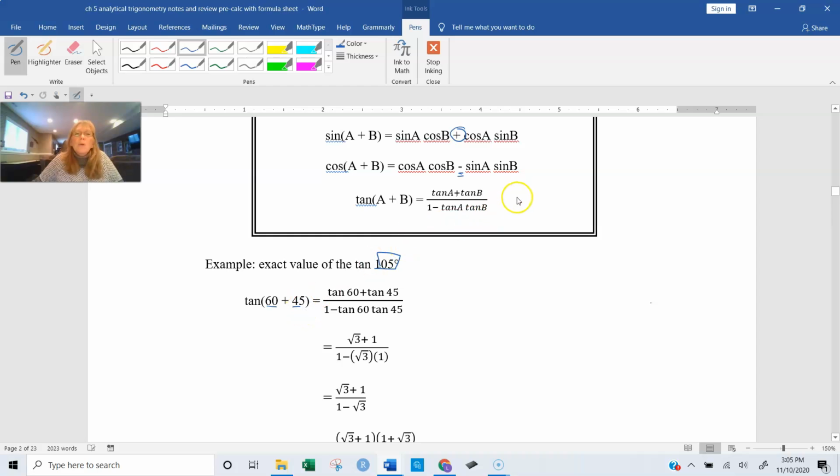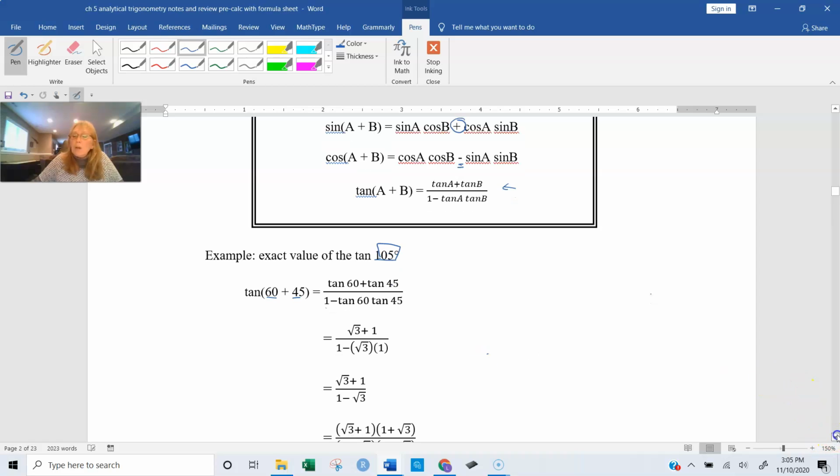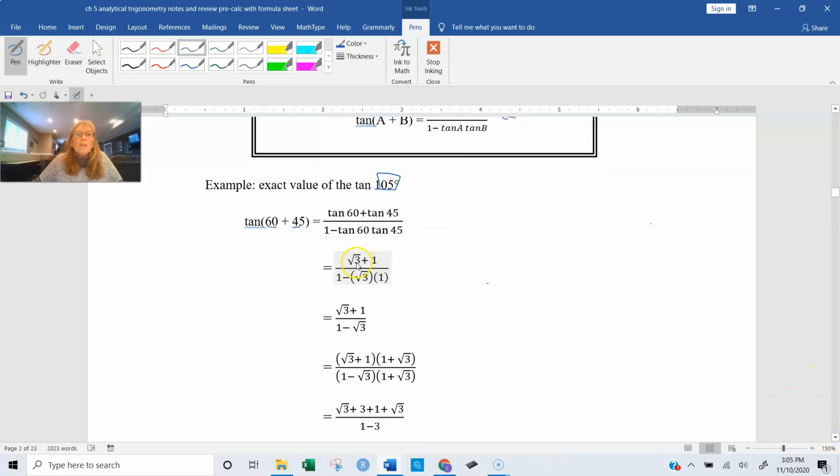Now we just plug it into our formula up here. So tan of 60 plus tan of 45, all over 1 minus tan of 60 times tan of 45. All right, now we just plug in the answers that we know. We know tan of 60 is square root of 3, tan of 45 is 1. 1 minus tan of 60, again square root of 3, times 1. So it's really the square root of 3 plus 1 over 1 minus the square root of 3.